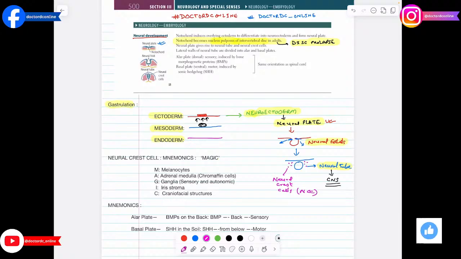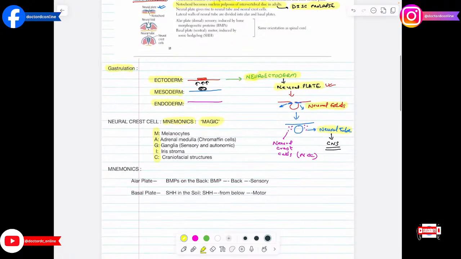A clinical tip here is that if neural tube closure fails, we get neural tube defects, for example spina bifida occulta and anencephaly.